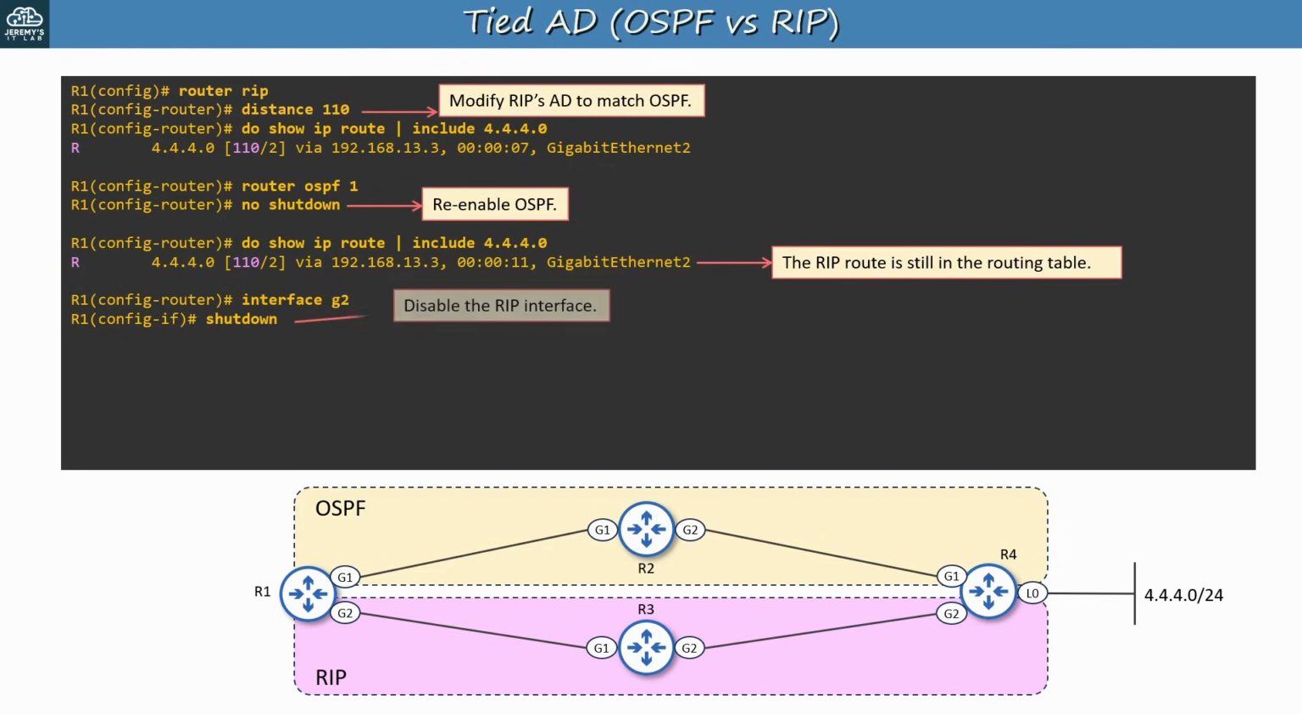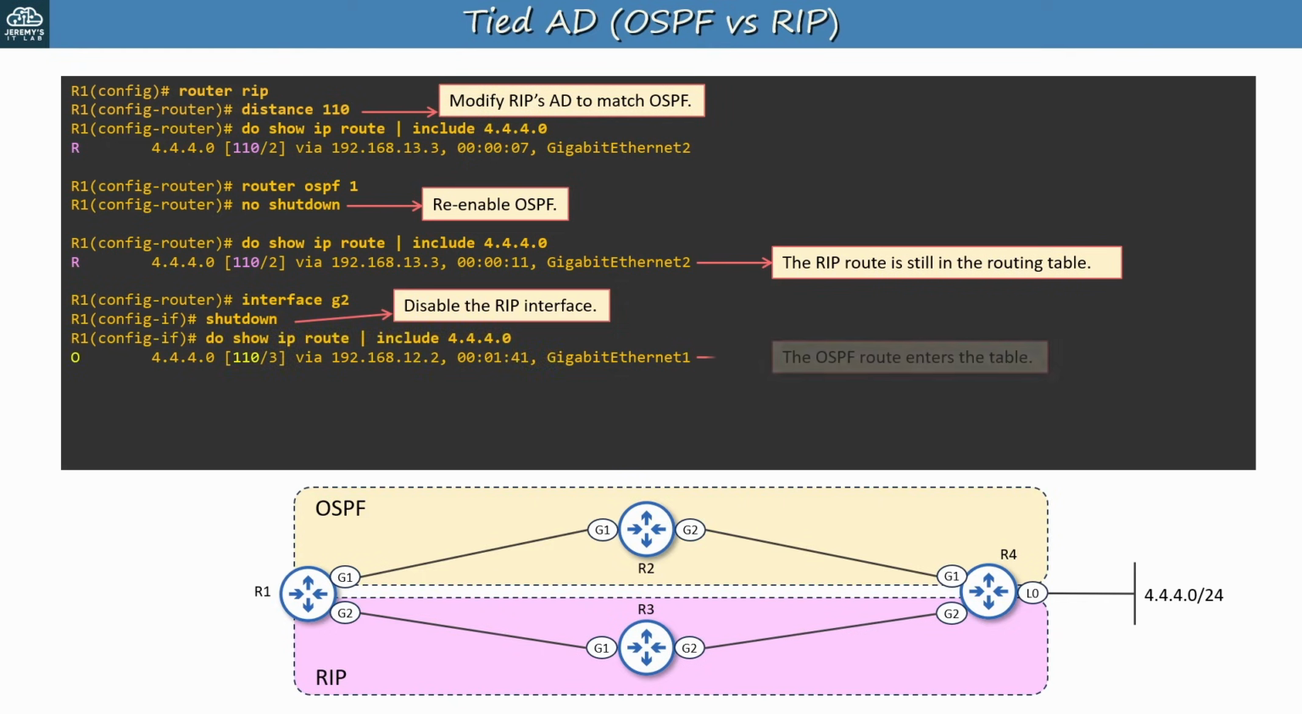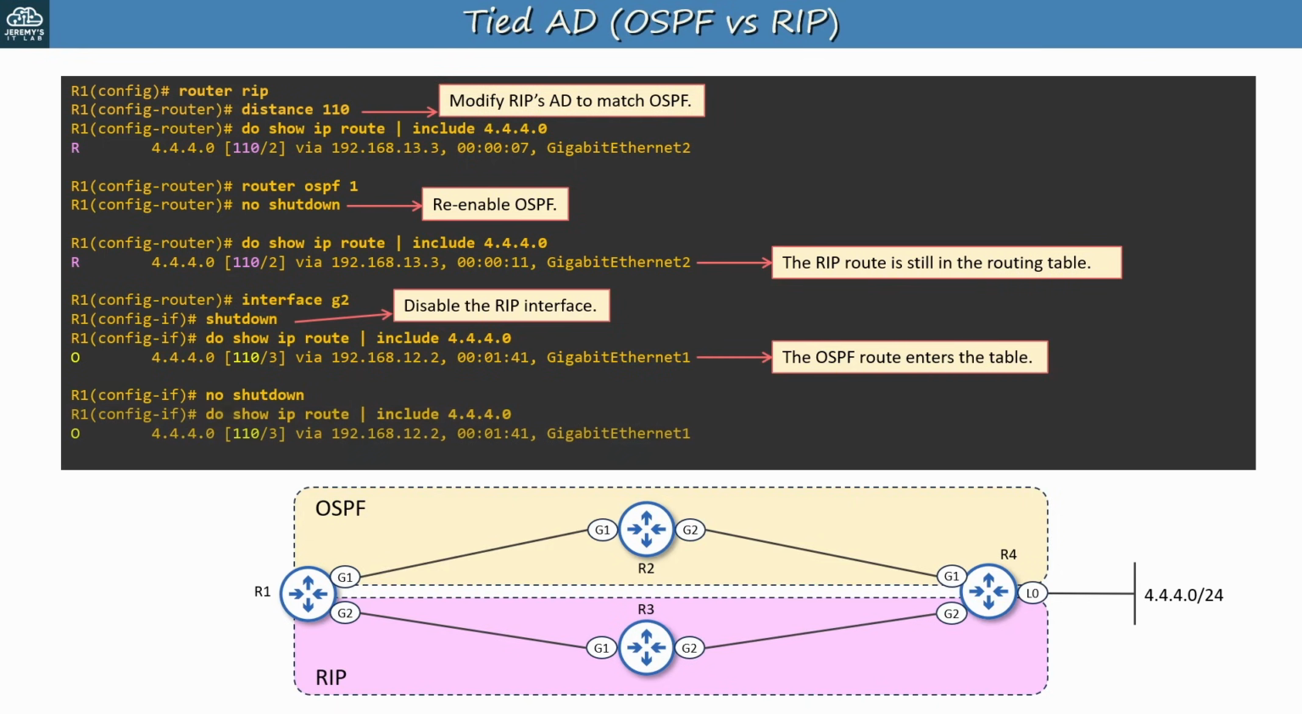Let's disable RIP by shutting down R1's G2 interface. Of course, this causes the OSPF route to enter the routing table. Finally, I re-enabled the RIP interface and waited a bit for R1 and R3 to exchange their routing updates. But the OSPF route remains in the table. As you can see, the behavior here is a bit different from the previous example with OSPF and EIGRP.